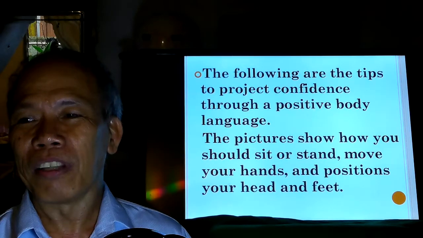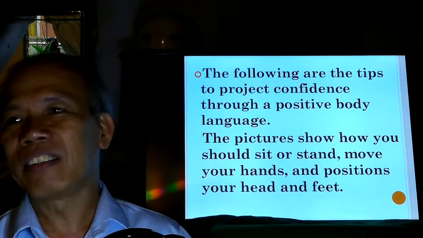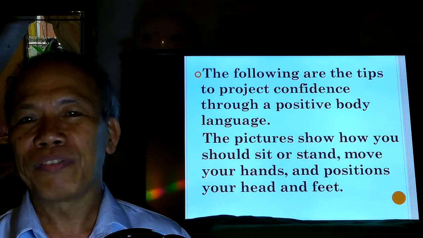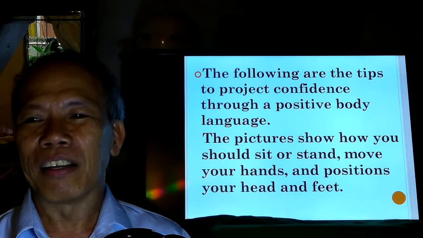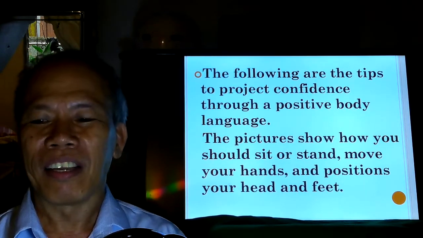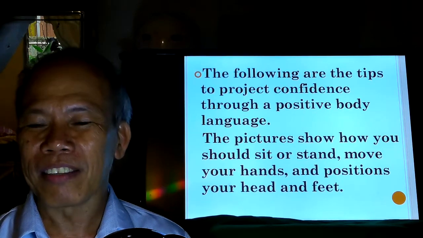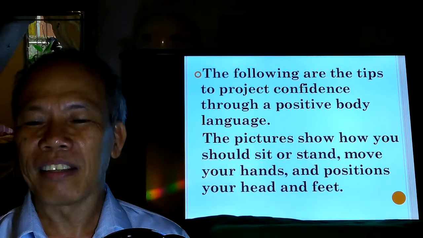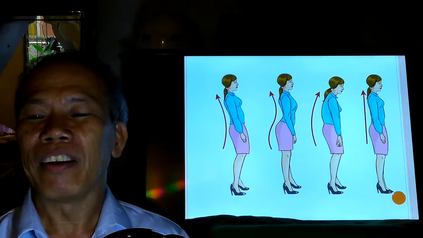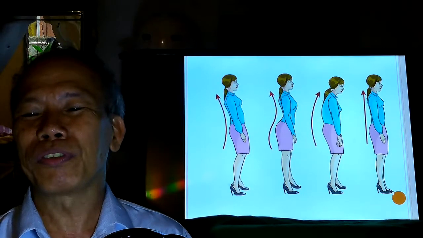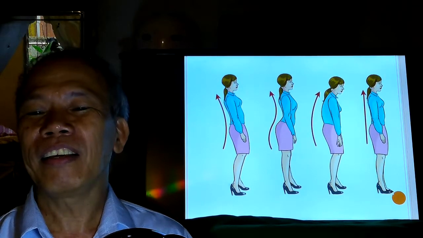And the right foot is set forward, and the left foot is to the side. Here is the body posture.